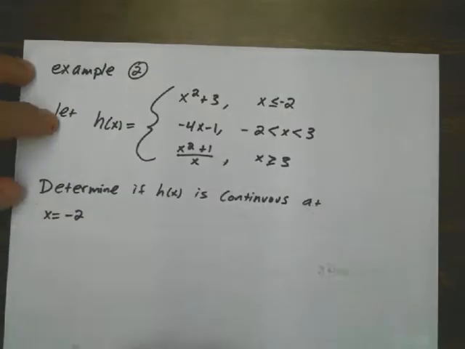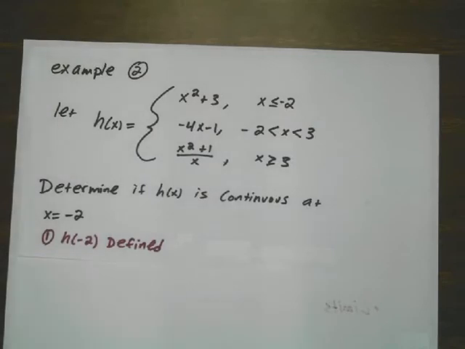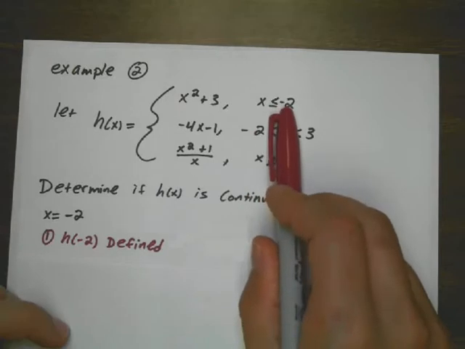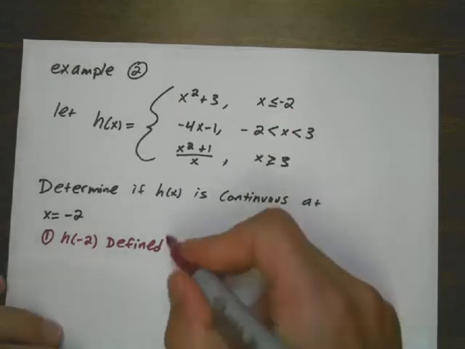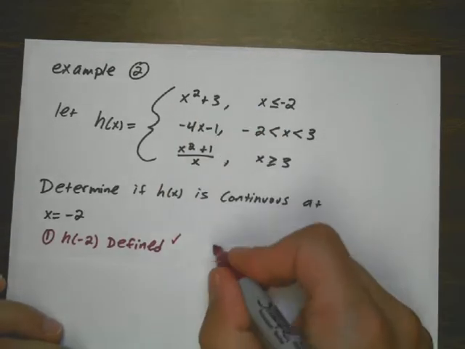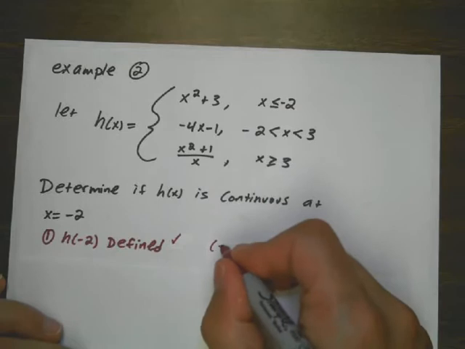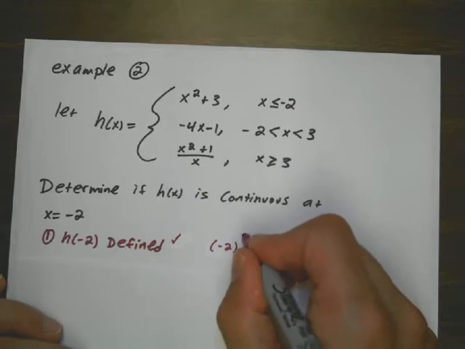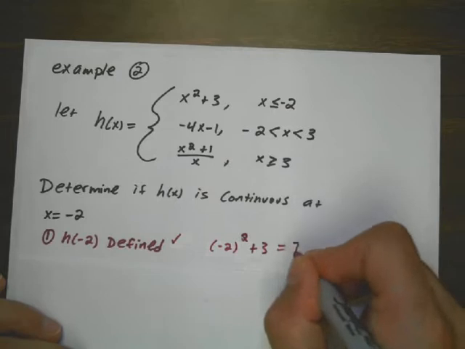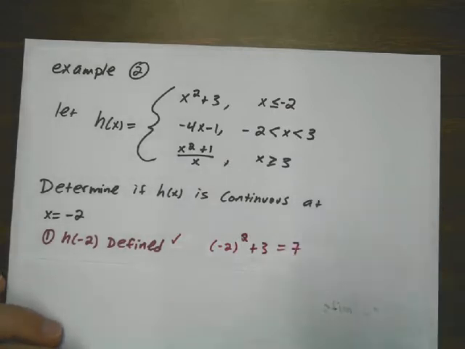Well, first of all, is it going to be defined at -2? This says x is less than or equal to -2, so it is in fact defined, because I can plug -2 into this piece, because I would get -2 to the second power plus 3, which would give me 7. So the definition of h at -2 is going to give me 7.